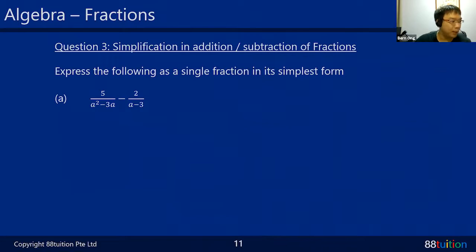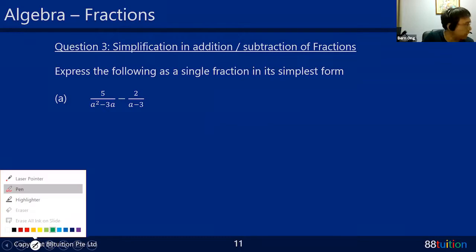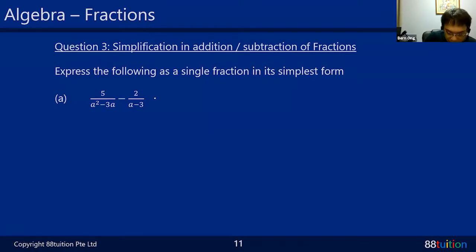So down here, who is that? Jordan, you say no, it's Hi. Hi says that the answer is 5 minus 2A over A minus 3. Smart boy. Right, you're correct. Once again, for those who are doing this question, can you see that?